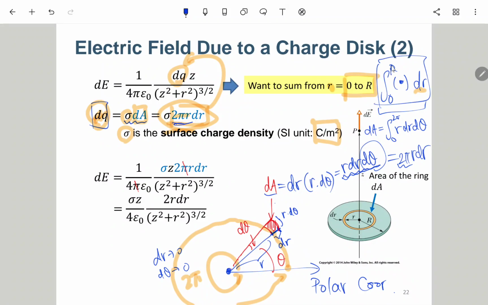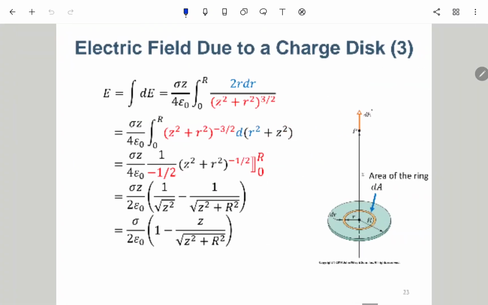Here it's already what we expect. We try to integrate dr from 0 to r. We already have dr here, so what we only need is to put the integration sign here for the disk. Actually here we have dr, so it is 0 to r, and then we can finally get the E field generated by this disk.